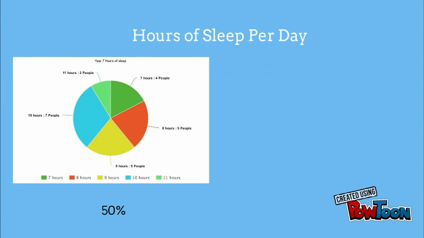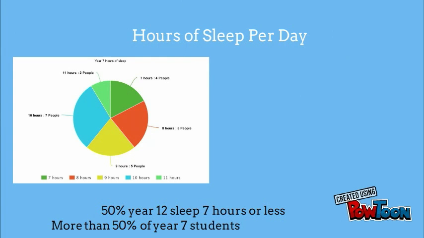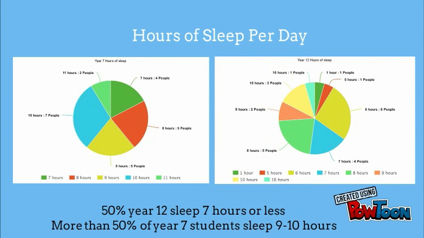This sector graph easily represents data in a visual way in portions and percentages. By looking at the Year 12 graph, you notice that 50% of Year 12 sleep 7 hours or less. This is also true even when ignoring outliers.